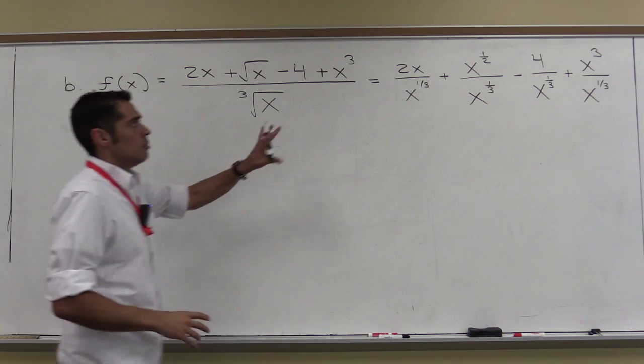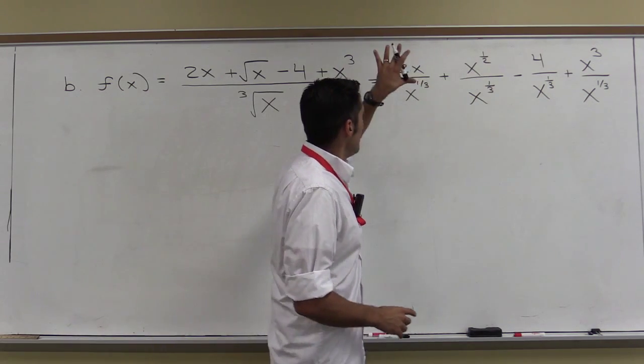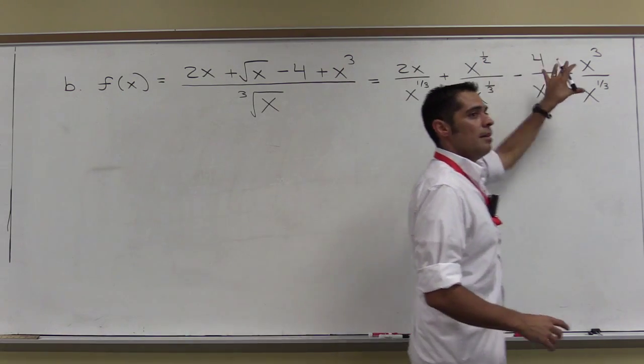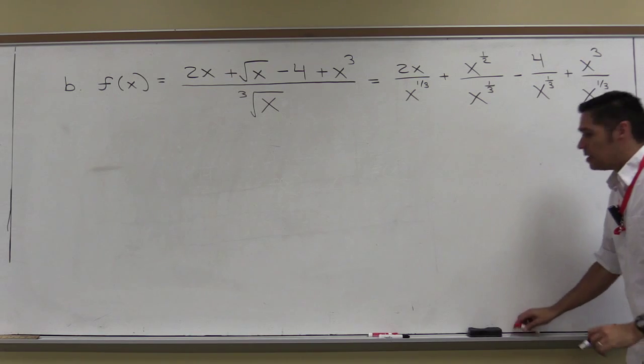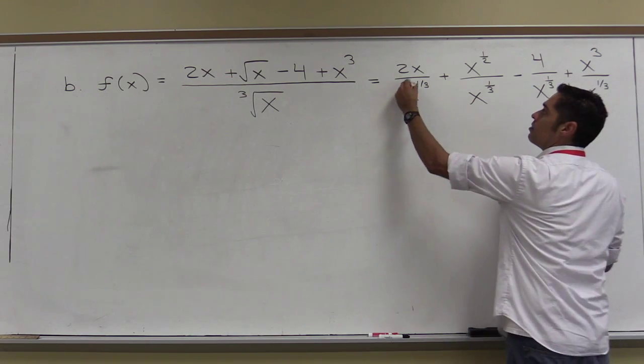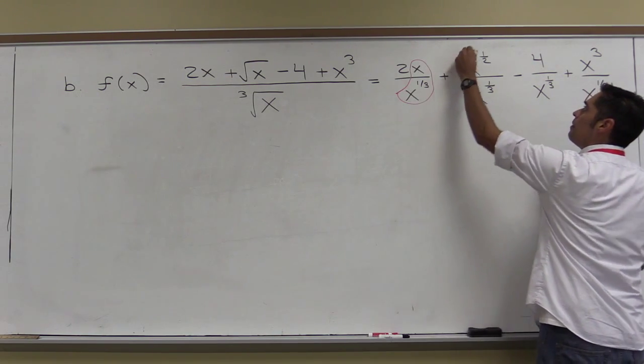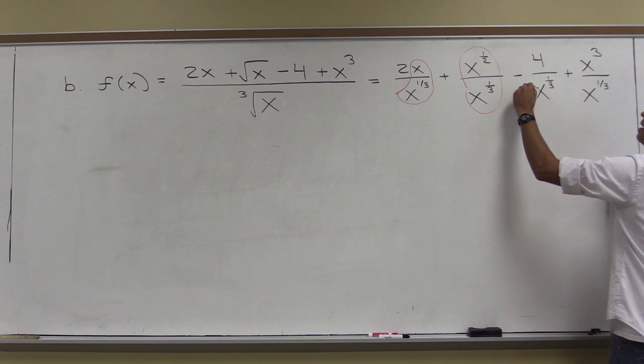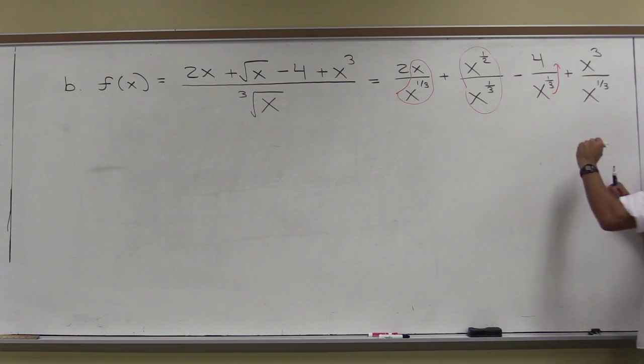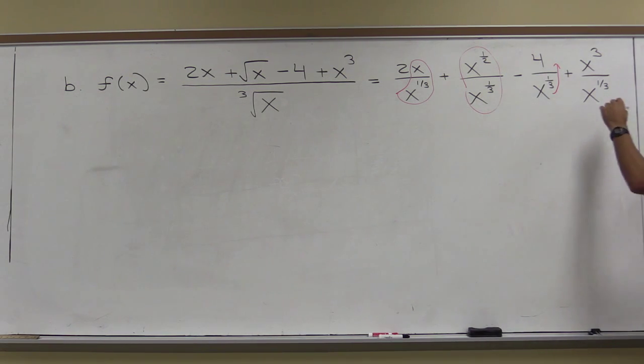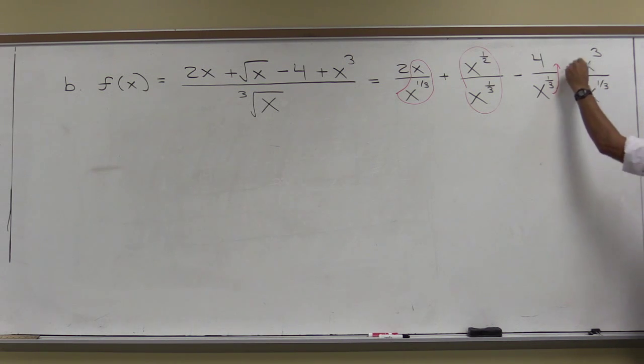Just wrote everything as a fraction. Now let's rewrite each of these terms as a power of x, because all of these can be simplified, right? Like x over x to the 1/3 can be simplified, that can be simplified. This one can be brought up as a negative exponent, and then this one also can be simplified.